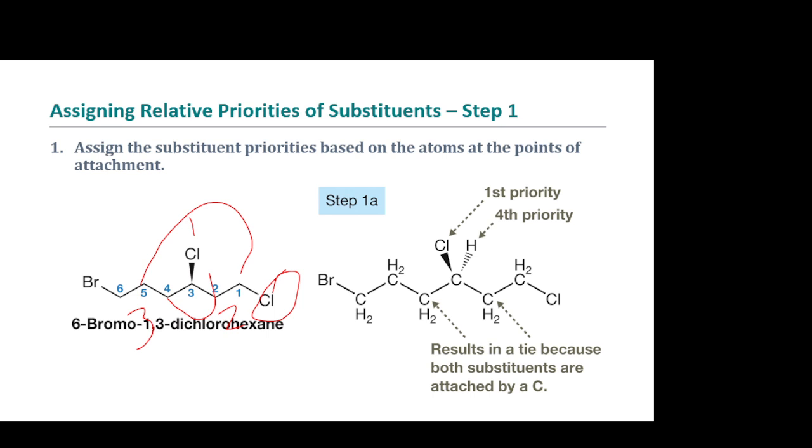Okay, so this is the priorities. Did I lose anybody in that? No, everybody's good. Okay. It's this tetrahedral group right here that has 4 or more different groups attached to it. Okay?